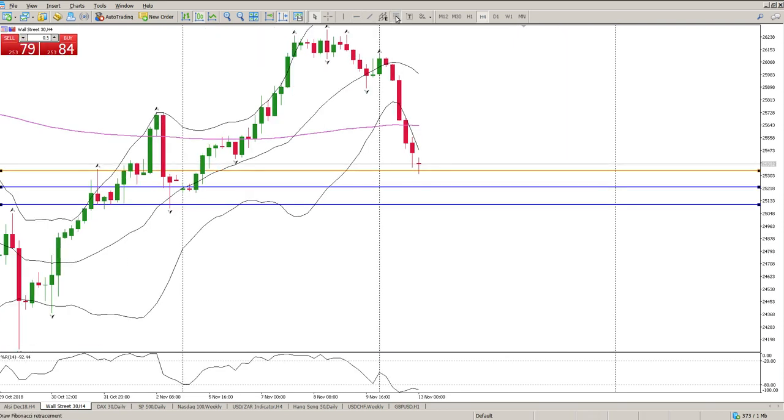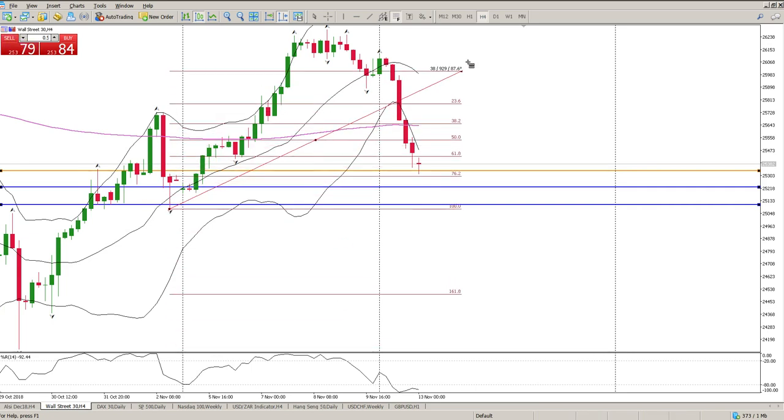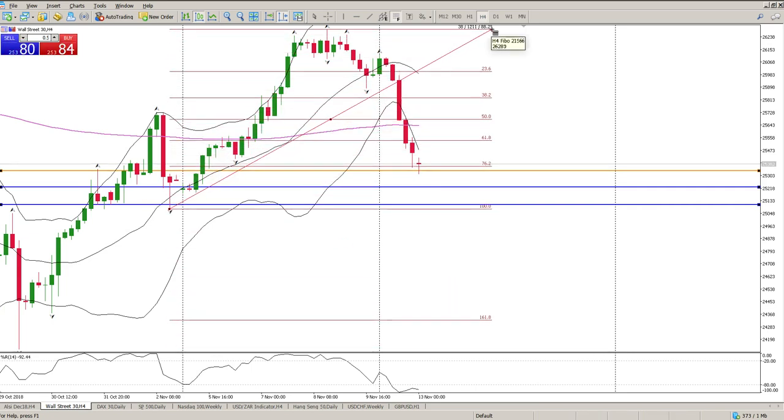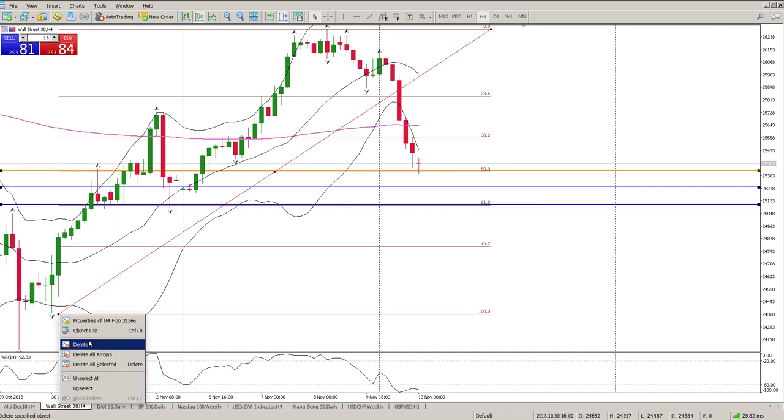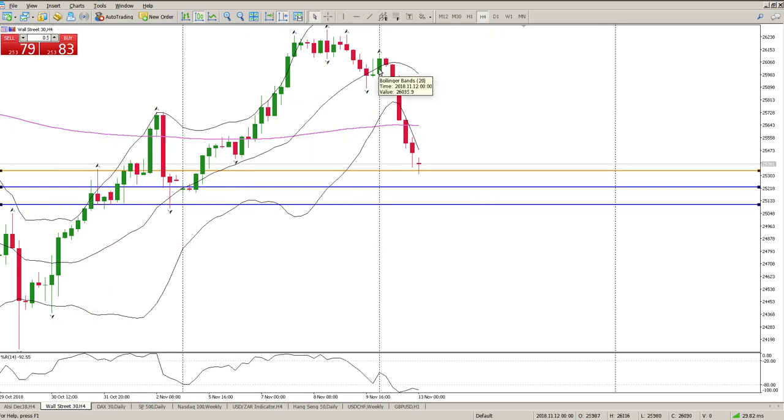So let's just take it from here and see where we are. 76.2 at the moment. Okay. And 61.8 is down the bottom here. Okay. So yeah, I'm still looking for a long. We're just going to have to wait and see what happens.